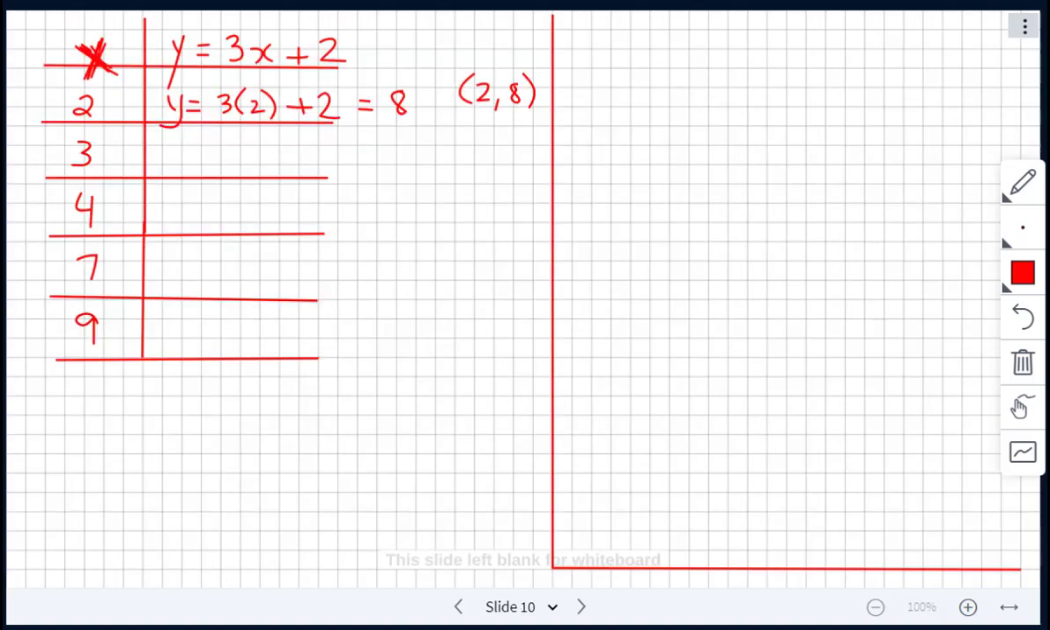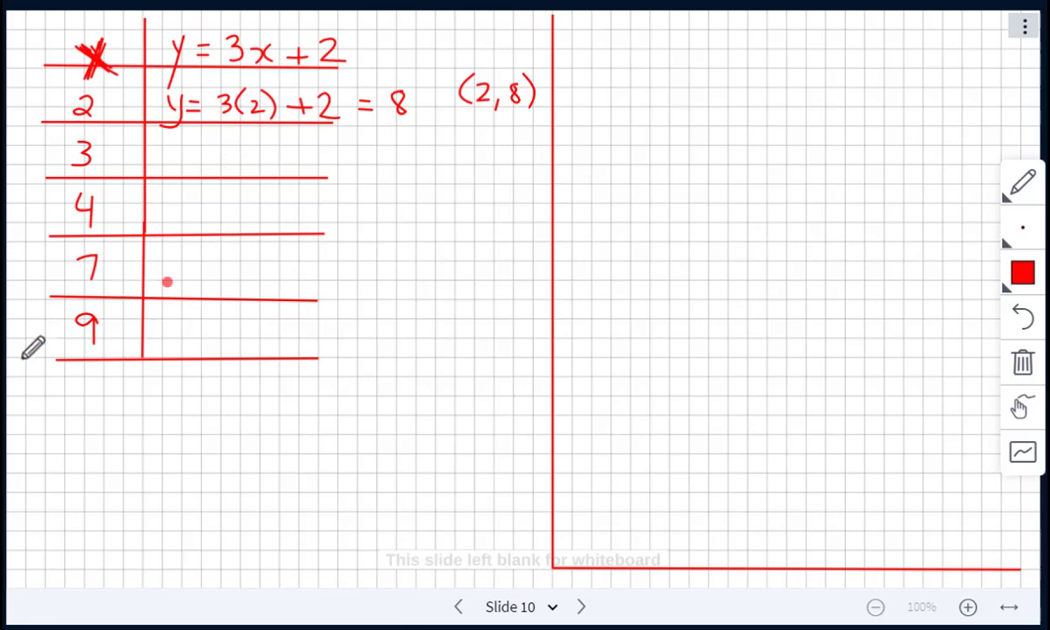So we're just looking at this function table here. So the first one we did, our function is y equals 3x plus 2. So for x, the first one was 2. So we substituted the 2 in there for x. And we ended up with an answer of 8. 3 times 2 was 6, plus 2 was 8.